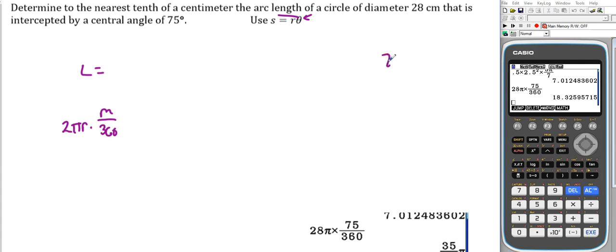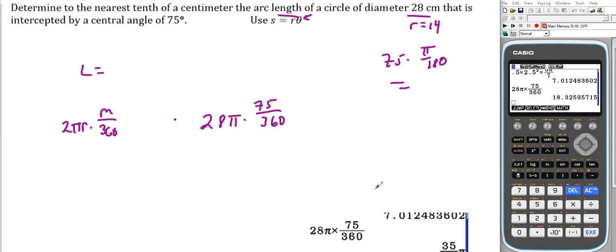You could certainly do 75 times pi over 180 and turn that into a radian, 75 pi over 180, and plug that in right there, and then multiply it times the radius, which is 14. R is equal to 14. But why bother? It's just too much work. I'm going to do 28, there's my 2r times pi. So 28 pi, okay, times 75 over 360.